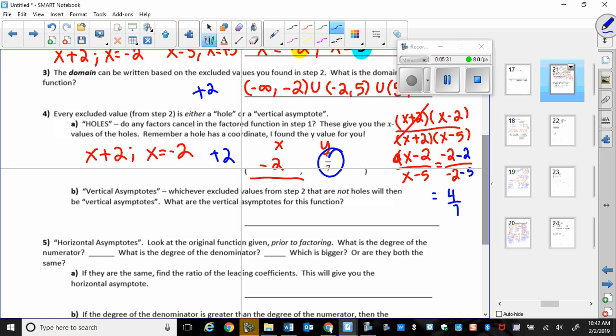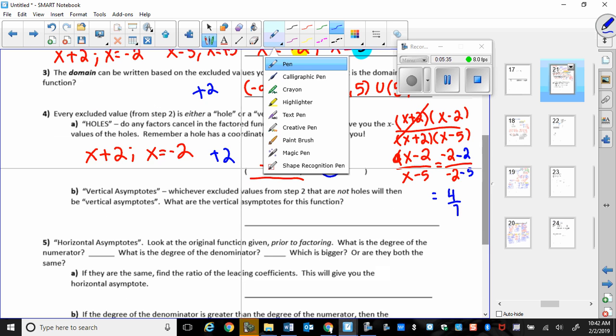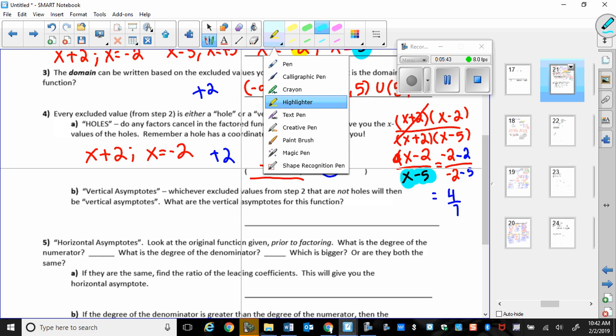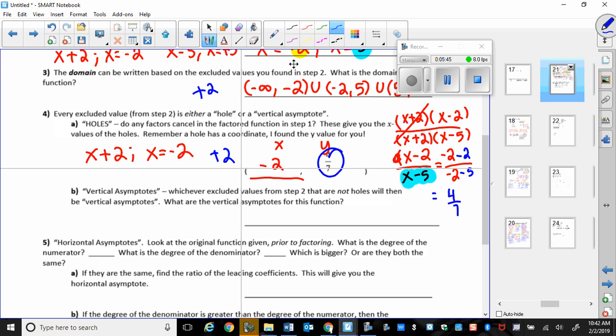Okay. What about asymptotes? What is my vertical asymptote? Well, whatever is left after you cancel out any factors that relate to the hole, you're going to use the factor that's left on the bottom to figure out what your vertical asymptote is.